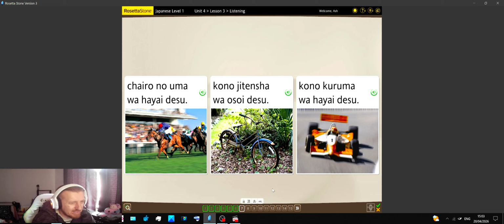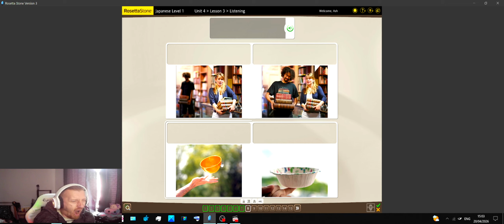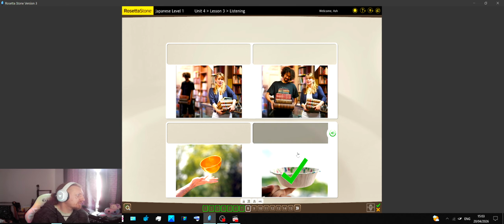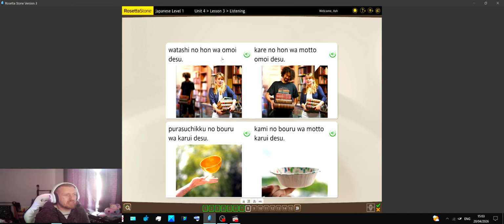Well, you know that's about her because she's the only one with a weight. His book is heavier. Then you've got maybe more books. The paper bowl is lighter. Yeah, we'll take that. So, my book is heavy. His book is even heavier.